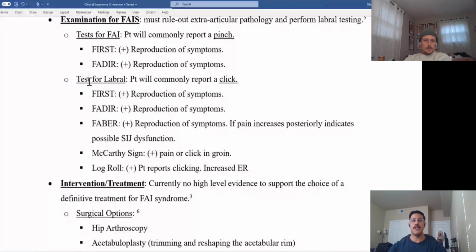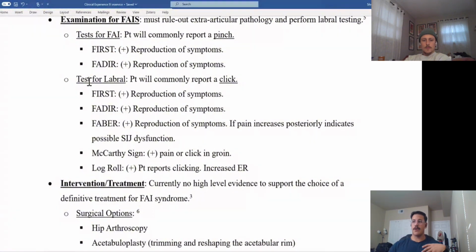And so other tests to help rule that out is going to be the McCarthy sign and the log roll. Log roll positive is just going to be excessive external range of motion. I don't know if you remember the log roll. Hold their heel, external rotation, and then let go and watch for the spring back. McCarthy is going to be where you're moving them up into flexion and adduction and then pulling them out.